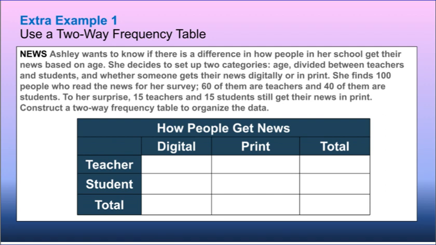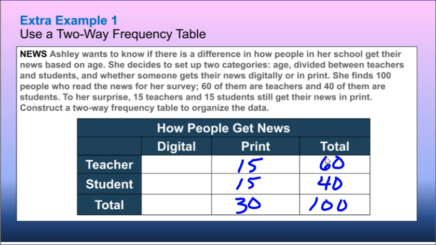So if I go into my table here that's already created for us, I know that the 60 teachers read their news. So if I go to the total for teachers, I'm going to put 60 here. That means there are 40 total students and 100 total people that took the survey. To her surprise, 15 teachers and 15 students still get their news in print. So if I go to the print column, 15 teachers, 15 students, that gives me a total of 30.